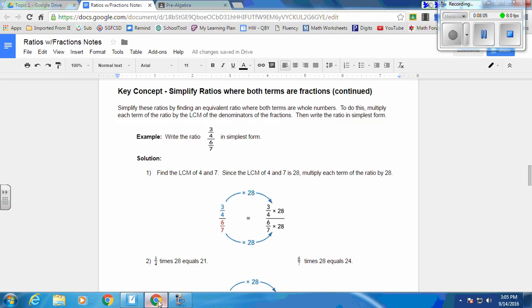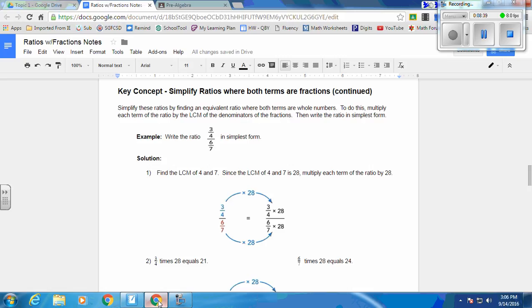On the next page, we continue to talk about how to simplify ratios where both terms are fractions. In the previous examples we did, only the numerator had a fraction, or the denominator had a fraction. Now, we're going to have fractions within fractions. The directions say simplify these ratios by finding an equivalent ratio where both terms are whole numbers. To do this, we're going to multiply each term of the ratio by the least common multiple of the denominators of the fractions. Then we're going to write it in simplest form.